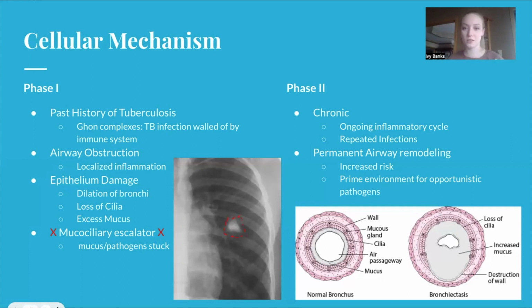So the second phase is that this is a chronic condition that continues to repeat, and so you have an ongoing inflammation cycle, and you have repeated opportunistic infections. So with that continuous inflammation and infection, you have a now permanent airway remodeling, so that airway is now permanently dilated. However, the excess mucus restricts it.